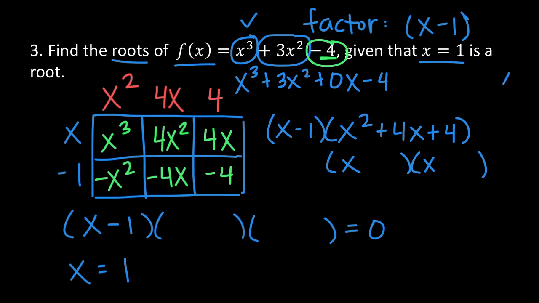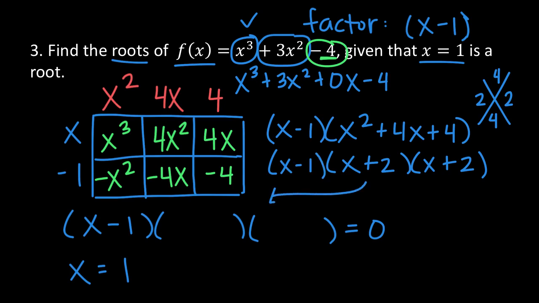I'm thinking of two numbers that multiply to get 4 and add to get 4, and that would be 2 and 2. And I'm going to bring down the x minus 1. So I'm just going to copy that down here. I already have the x minus 1, x plus 2, and another x plus 2. Or we can write that as x minus 1 times x plus 2 squared. That would be the same thing. Since we have two x plus 2's multiplied together, we could just put squared.